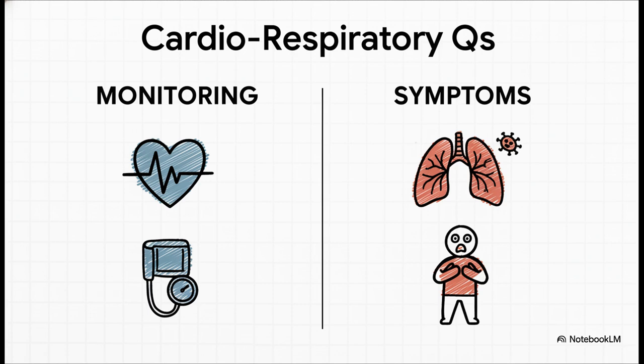So the questions here are kind of two-pronged. First, we check on their monitoring. When was your last ECG? Are you checking your blood pressure regularly? This tells us about their preventative care. And second, we screen for any active symptoms. Are you getting a lot of chest infections? Any shortness of breath? These could be clues to underlying heart or lung issues that are tied to their diabetes.